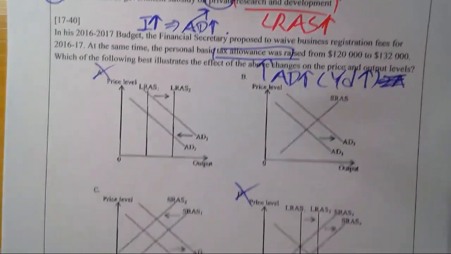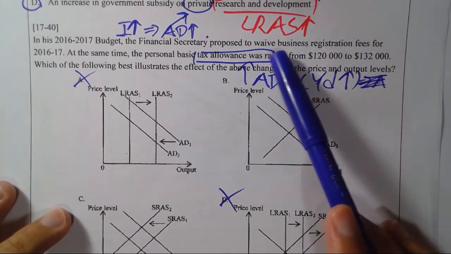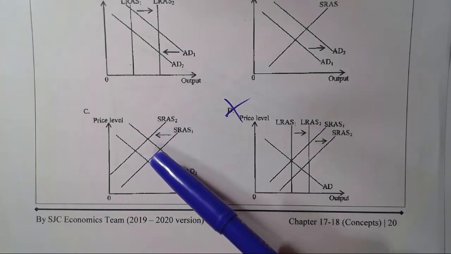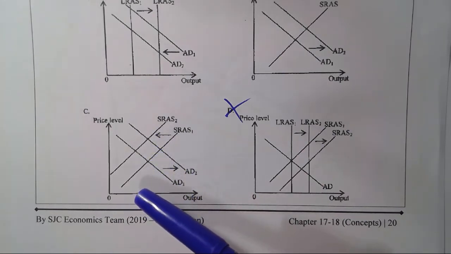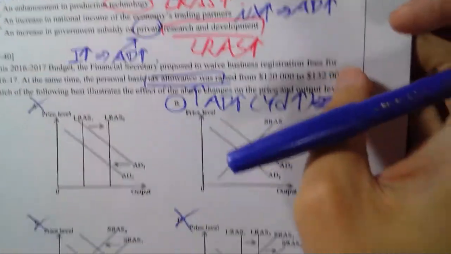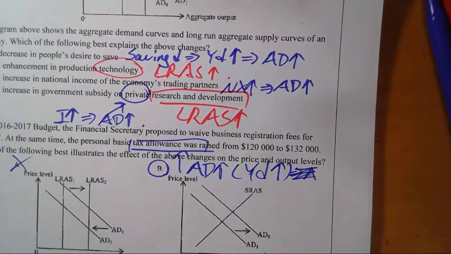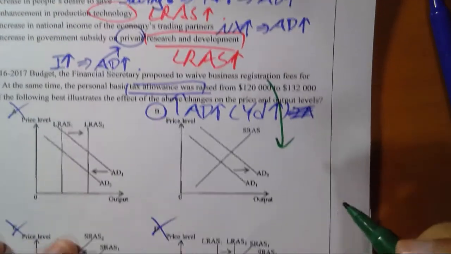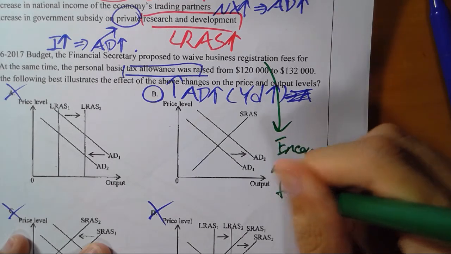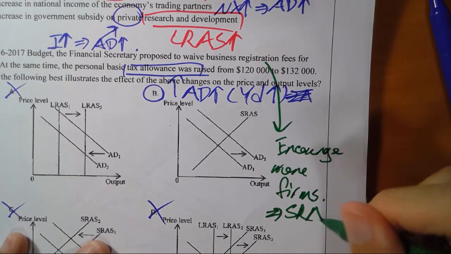Now, they also waive the business registration fee. When they waive the registration fee, does it make sense that SRAS would decrease? Does it increase their production cost? No, it doesn't. So C also does not make sense. So B is the answer. Unfortunately, I'm unable to explain fully how come SRAS doesn't change. In fact, if I have to think, when we waive the business registration fee, we encourage more firms to be set up, right? If I have to argue, I would actually say SRAS goes up.